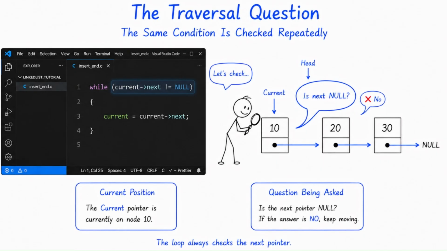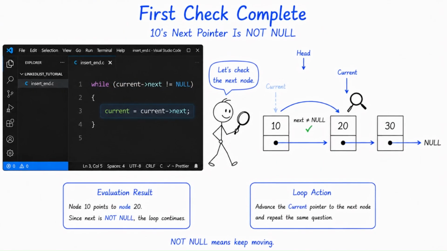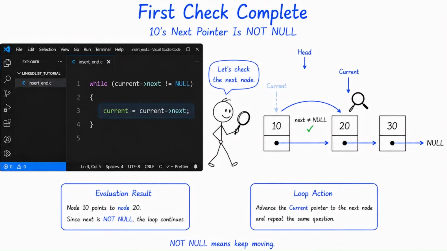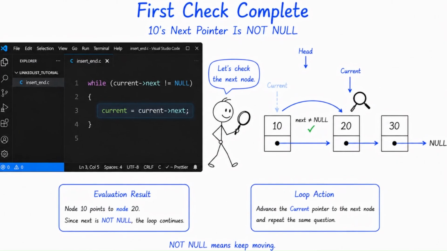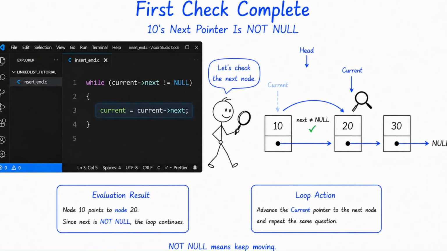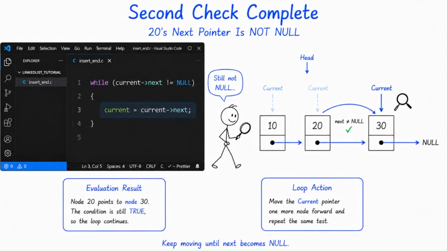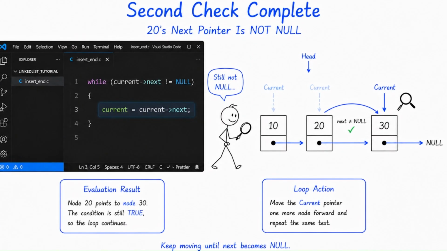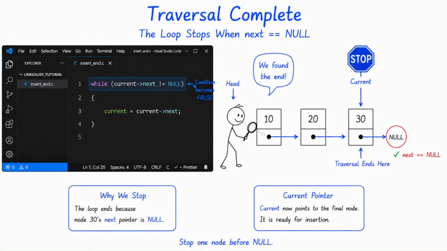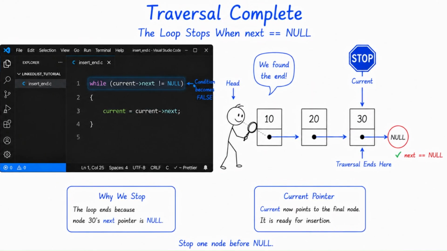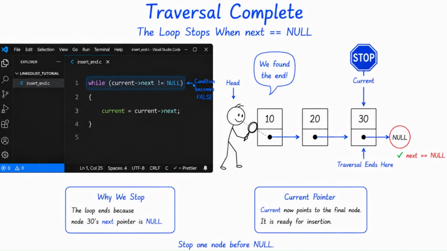Say current is at 10. Is its next address null? Nope, it points to 20. So we move our magnifying glass over to 20. Is 20's next null? No, points to 30. Move to 30. Is 30's next null? Yes. The exact moment we hit yes, we stop.